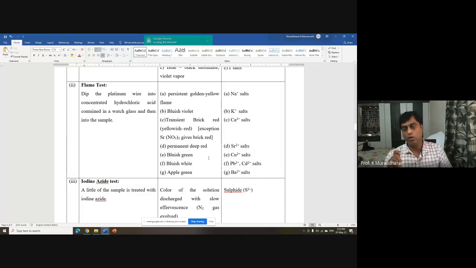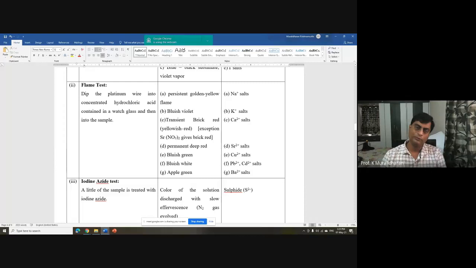And then the platinum wire should be dipped into hydrochloric acid, and using that hydrochloric acid and platinum wire, touch the sample, and that should be shown to the flame very carefully. Okay, that's how you have to do this experiment.